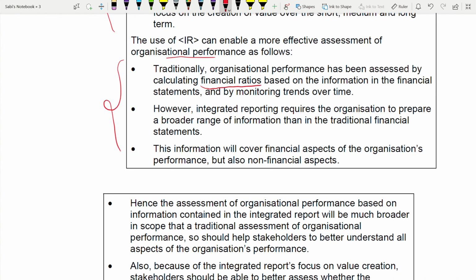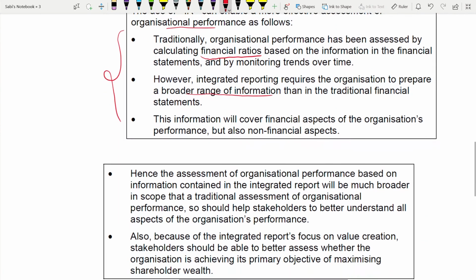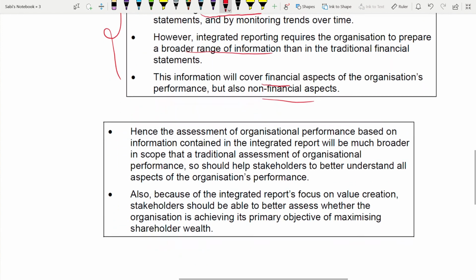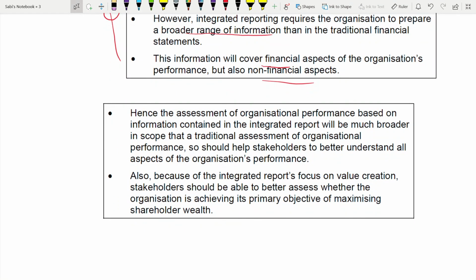Next, integrated reporting requires the organization to prepare a broader range of information, not just finance. So how do you assess performance better? Because they cover both financial as well as non-financial aspects. Next, assessment of organization performance is based on much broader content. It is broader in scope than the traditional assessment. So they should help stakeholders to better understand all the aspects of organization performance. And finally, the last is their focus on value creation. If you are performing well in any capital, that means your value is increasing. You are creating value.